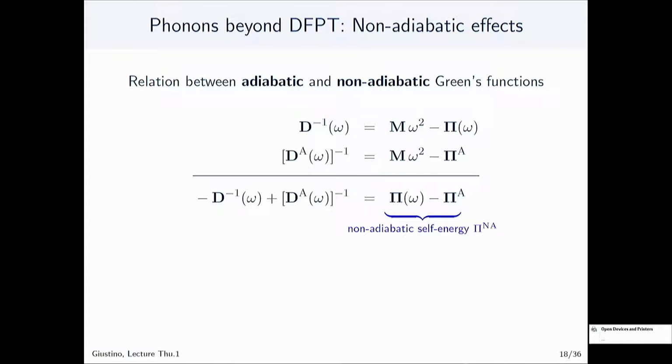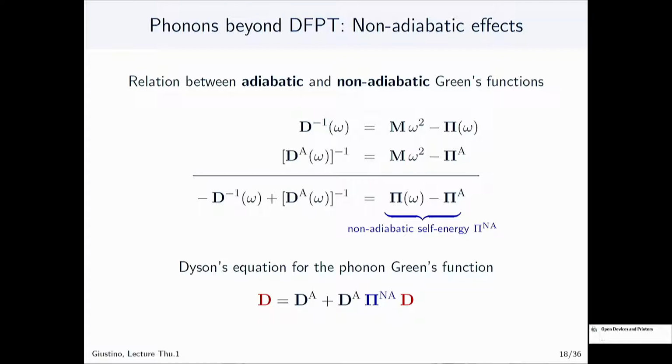If you rearrange these two terms, you bring one on the right and then you invert, you find this equation, which is something called a Dyson's equation for the full Green's function. Essentially it's: full Green's function equals adiabatic one plus adiabatic Green's function times non-adiabatic self-energy times full solution. You can imagine that can be solved by an iterative procedure, starting from these two terms, then updating this term and then keep going. That's a way to see this problem.